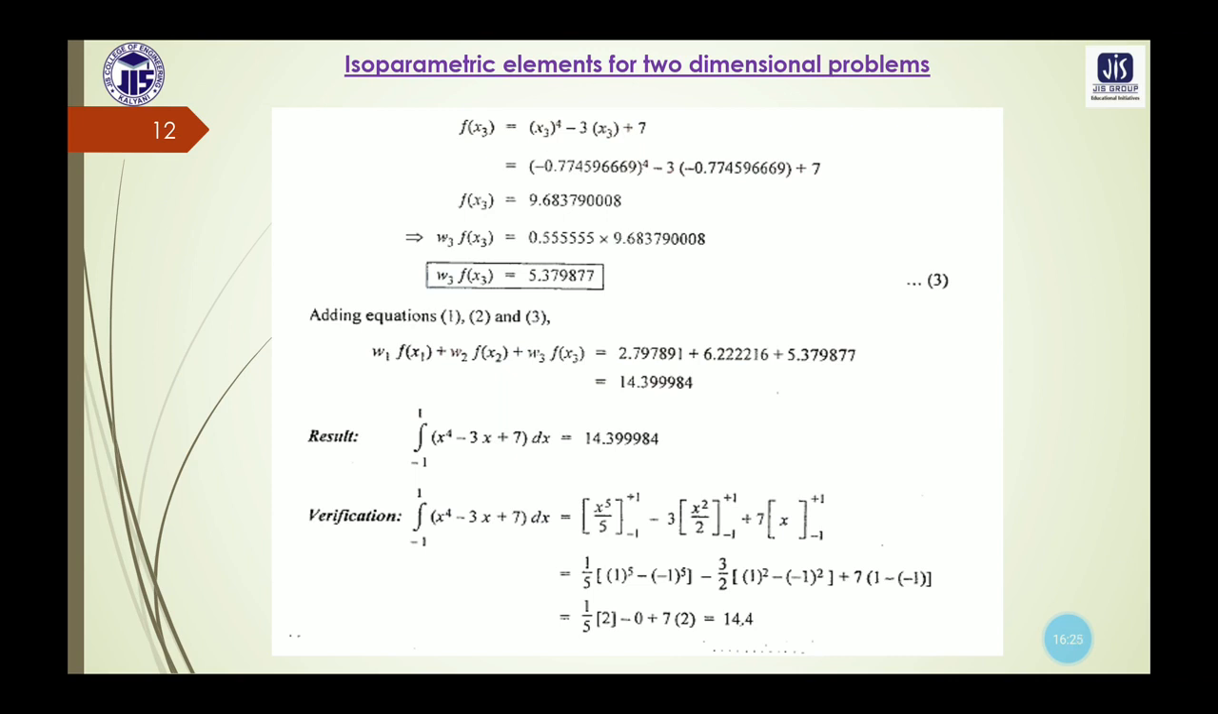Now we need to verify this result by performing the direct integration within the limit minus 1 to 1. So for x to the power 4, it will be x to the power 5 by 5. Then for minus 3x, it is minus 3x square by 2. And for 7 dx, it is only 7x. And this we need to perform, and we need to find the value within the limit minus 1 to plus 1. So that means if we do the simple integration, then finally after 2 steps, we are getting the value as 14.4, which is almost the same as the value that we have got through the Gaussian quadrature concept.